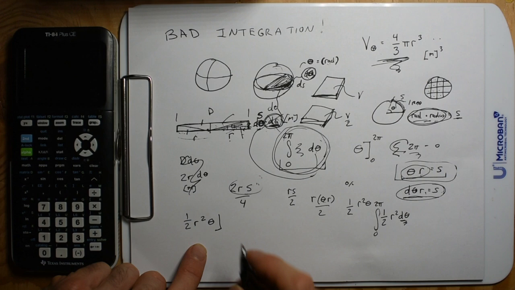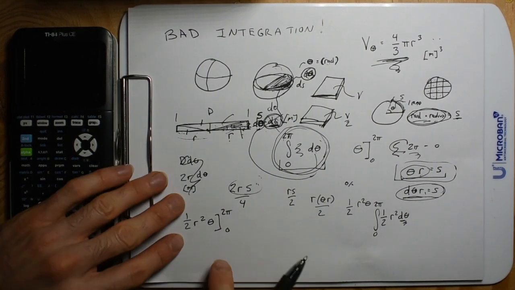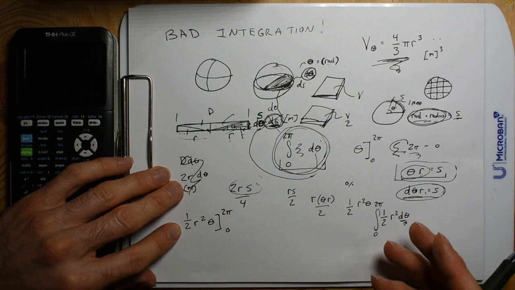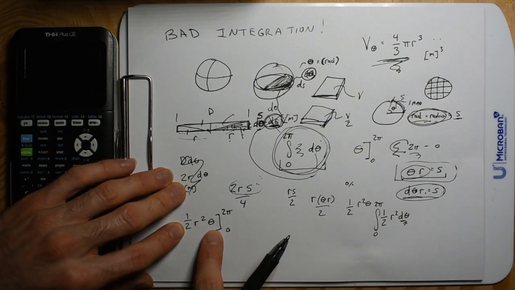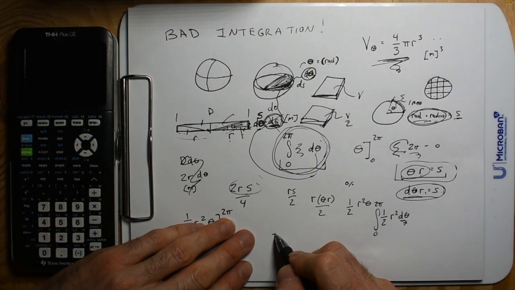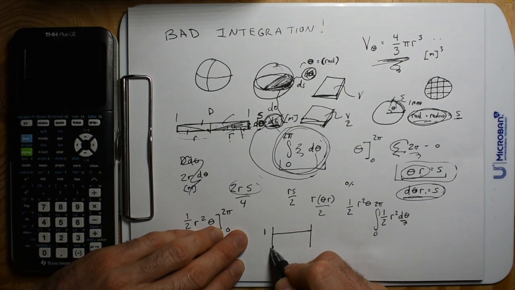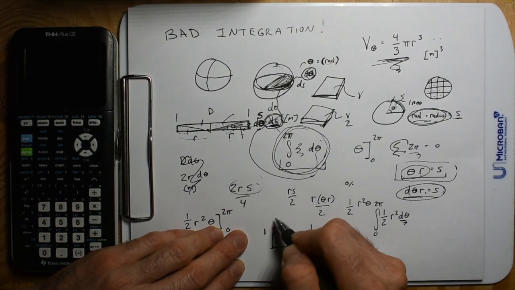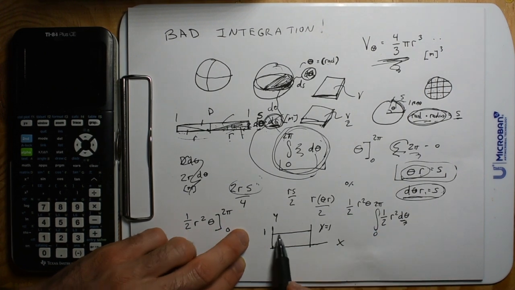Alright, so evaluated at 2 pi to 0. And, am I getting this right? This is an equation for area. You know what I mean? Hey, let's go back to, if I have an equation like this that says, hey, this is 1, and this is x, and this is y, and this is y is equal to 1. You know what I mean?